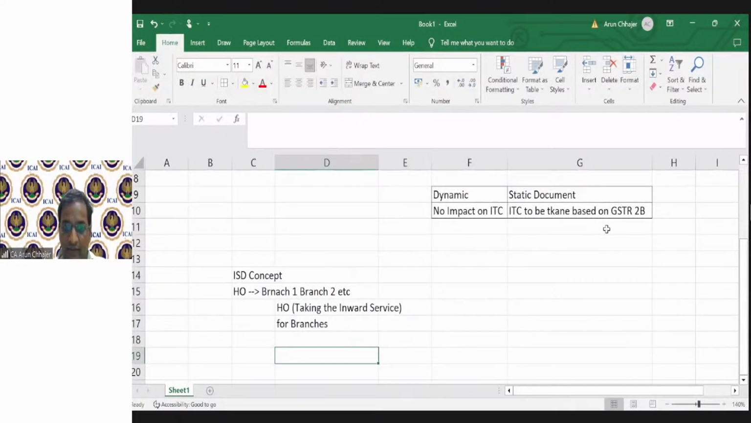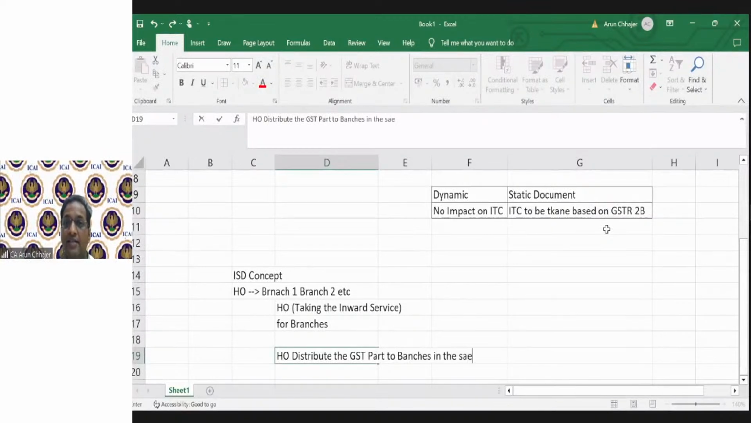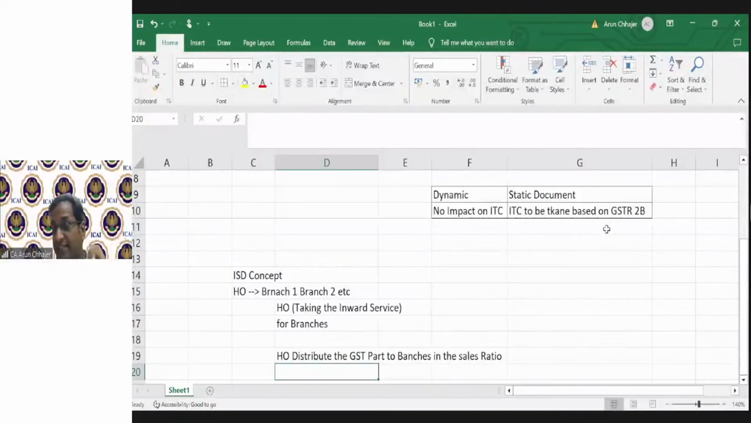Then head office has to distribute the GST part to the branches in the sales ratio. What is that ISD concept? Head office has taken certain services. Let's say it is a statutory auditor. Head office has appointed a statutory auditor. He is raising the invoice, let's say 1 lakh rupees, by charging the GST of 18,000. Now this 18,000 would be in the bucket of HO under ISD category. Then this 18,000 has to be distributed by the HO in the turnover ratio of the branches.